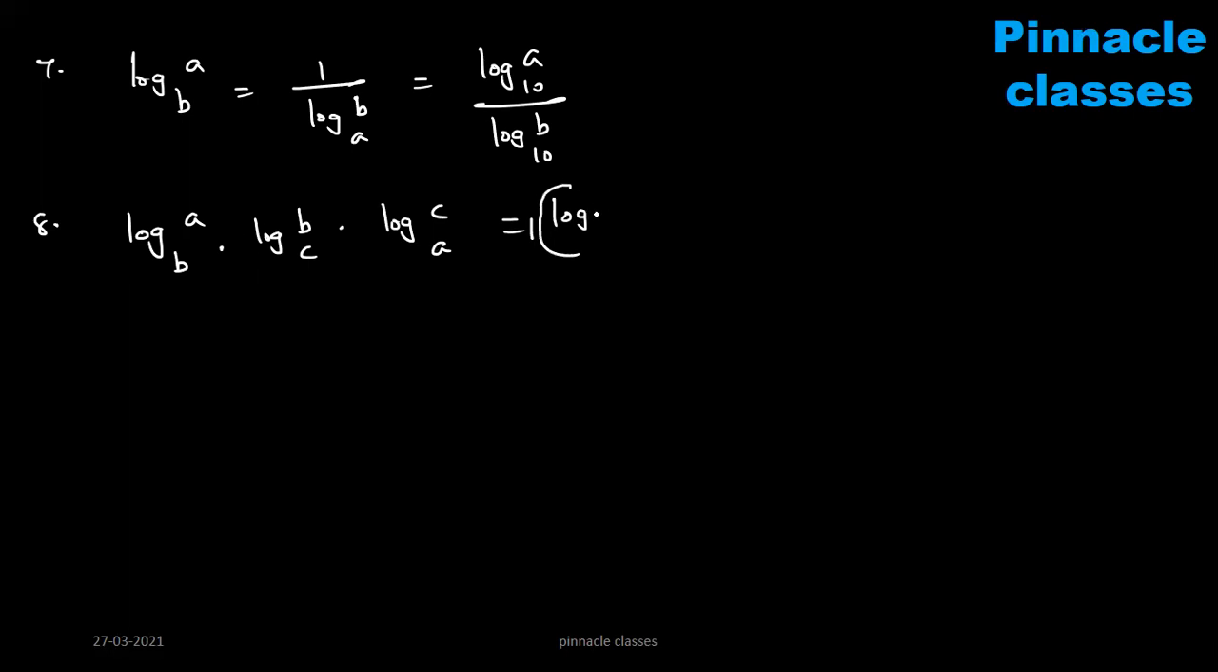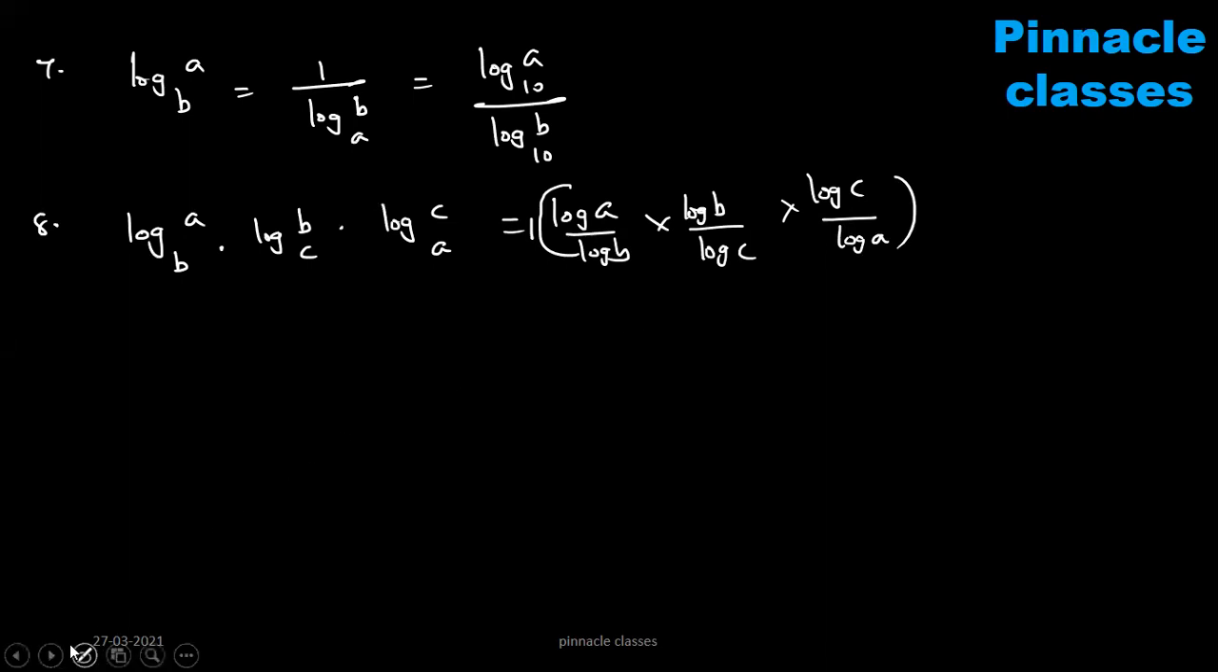Log A to the base B means what? Log A by log B. Using the seventh formula, into log B by log C into log C by log A. Of course, your base 10 is there. Then what are you observing? Log A, log A, log B, log B, log C cancel. The answer is 1. That is the answer.